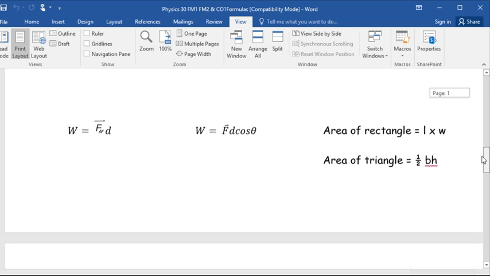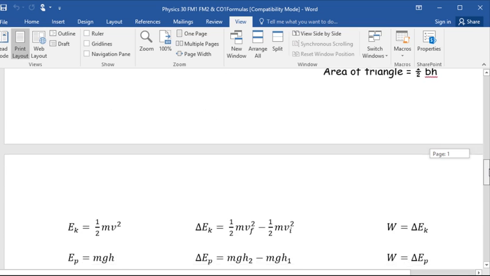So if we look at the bottom here, work is equal to the force that's parallel to D multiplied by D, and of course if we're pulling at an angle, it's the cos of the angle that it's being pulled at to give us the component that is parallel to D. If we're looking at a varying force versus displacement graph, of course it's the area under the curve, length times width if it's a rectangle, or half the base times the height if it's a triangle.